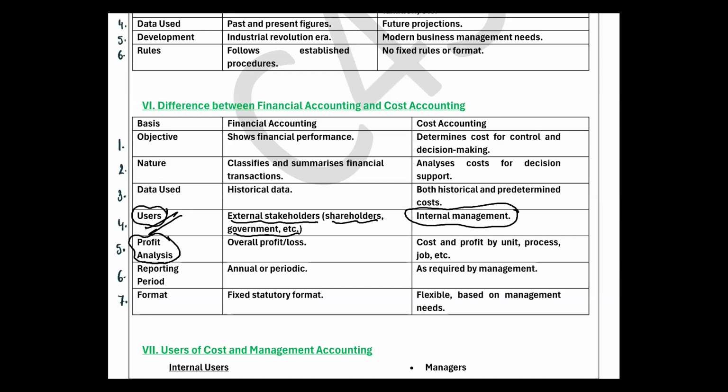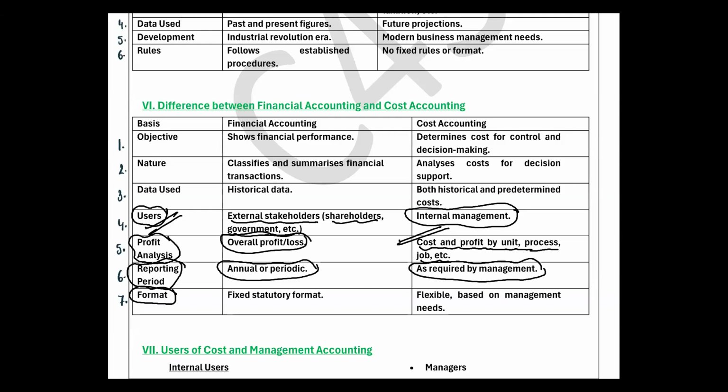Profit analysis. Financial accounting talks about the overall profit and loss, whereas cost accounting talks about cost and profit by unit, for each segment, process, and job, etc. At every segment, what is the cost involved, they will talk about. Financial accounting talks about overall profit, and that's why the balance sheet is made. So reporting period, what do you think? Financial accounting reports annually or periodically as per requirement, but cost accounting gives the report as required by management accounting. Is it clear?